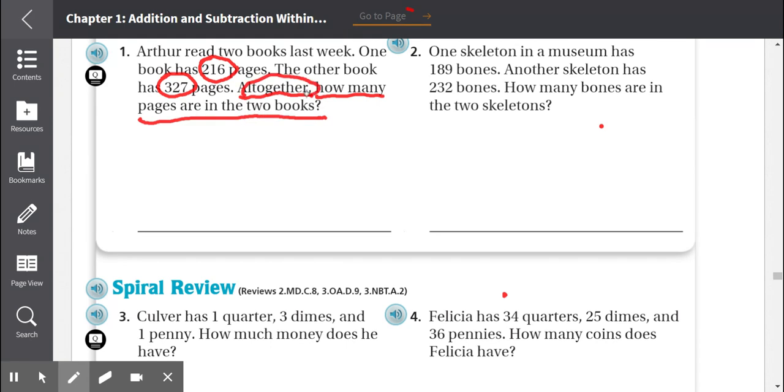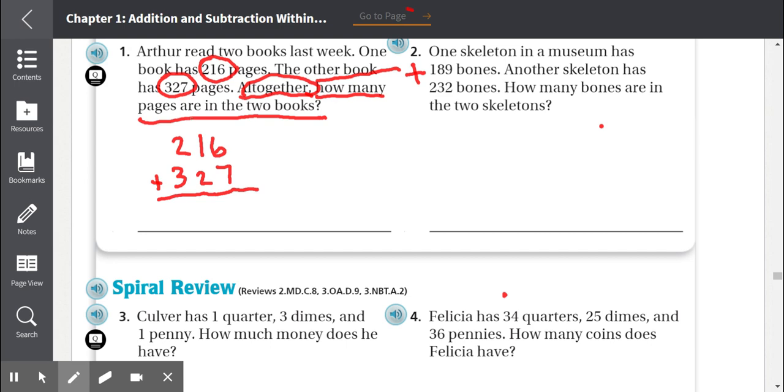Altogether, we circle that. Altogether means add. So we know we're going to be adding the 2 books. The first book was 216 pages. The second book was 327 pages. So let's add these pages up.